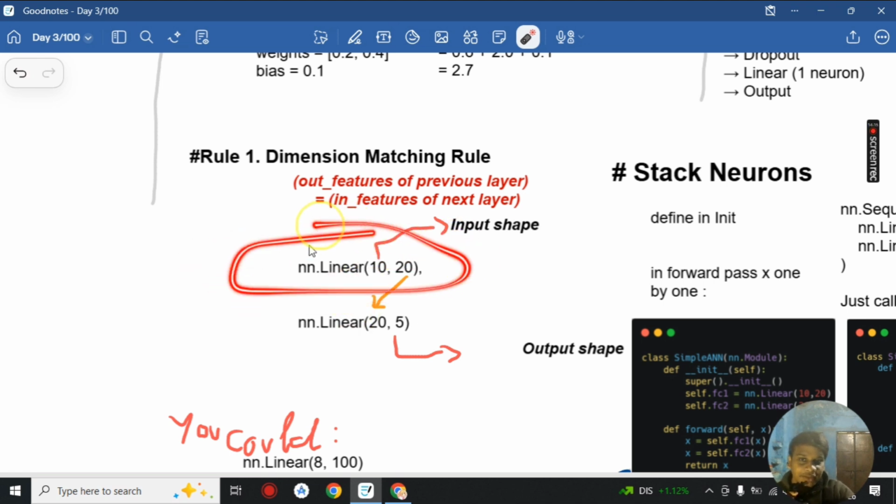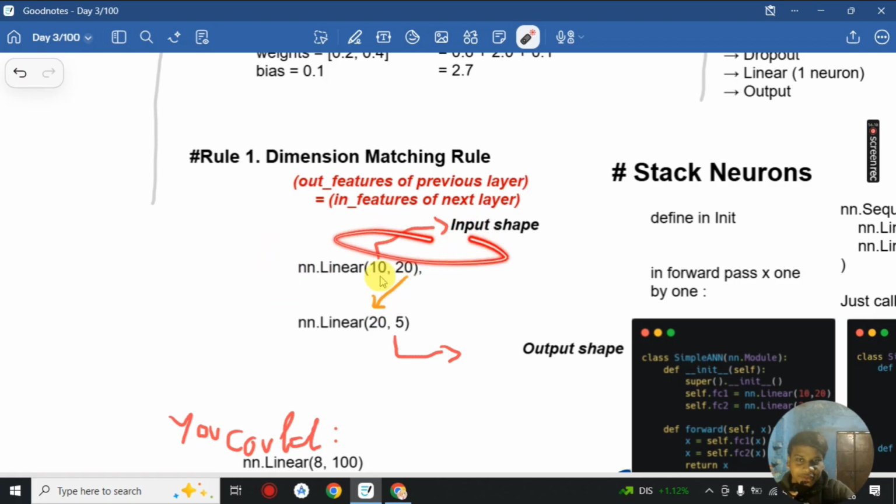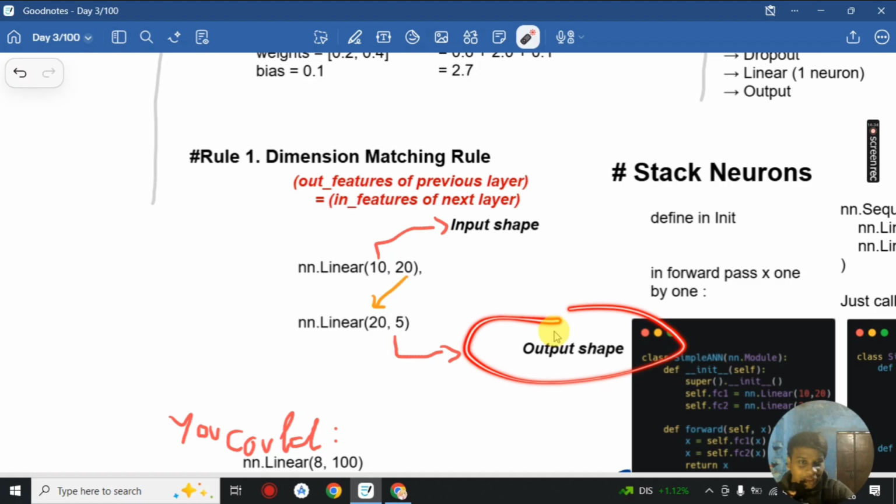Okay, here we initialize it using this, and then here in first it's basically saying what is the input shape of the tensor, and here in last is basically saying the output shape of the tensor.